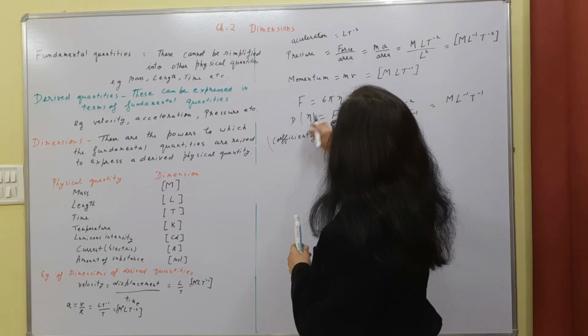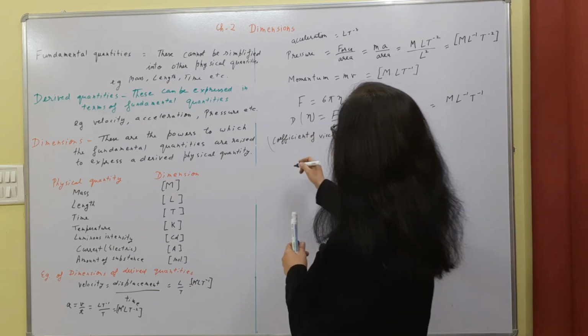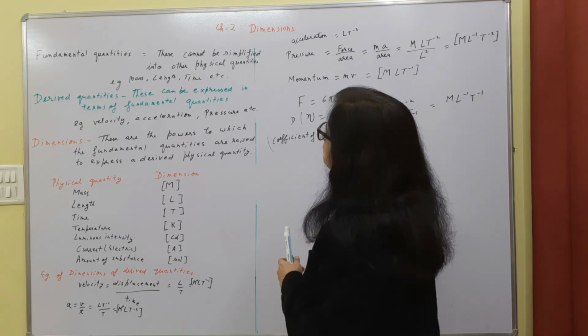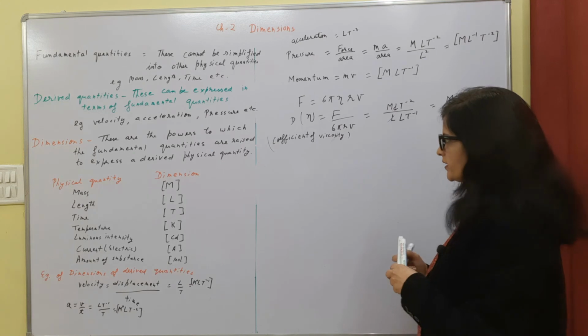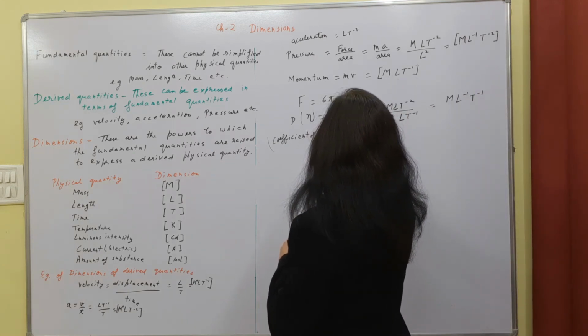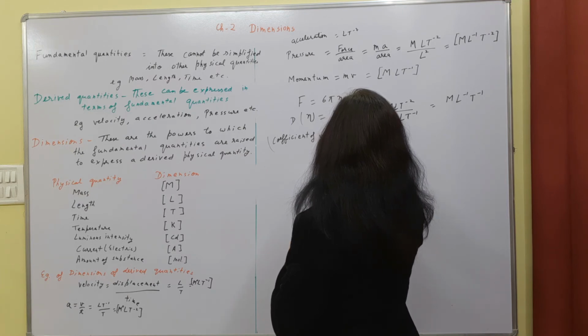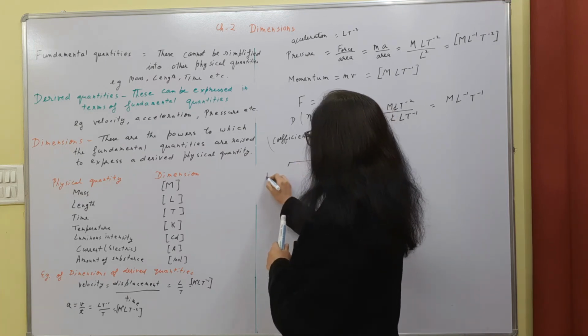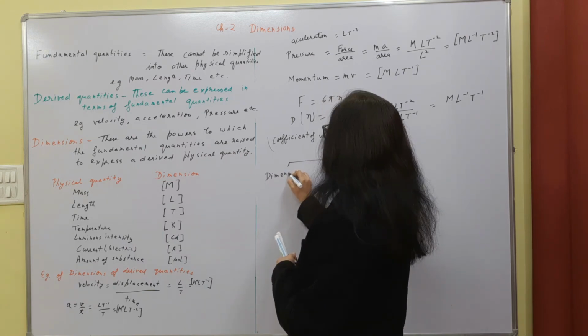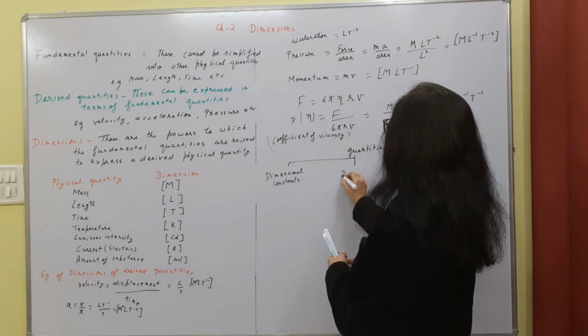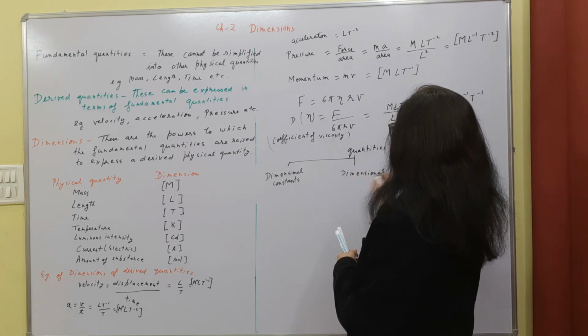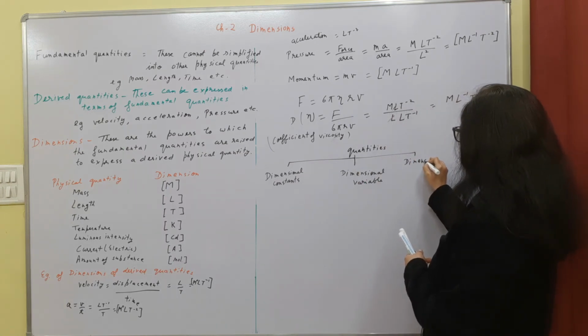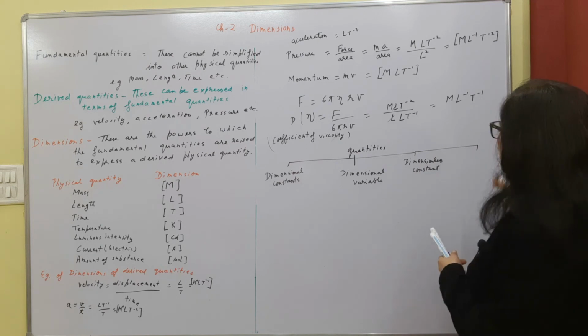Then we have four types of quantities. One is dimensional constants, dimensional variable, then dimensionless constants, and then dimensionless variable.